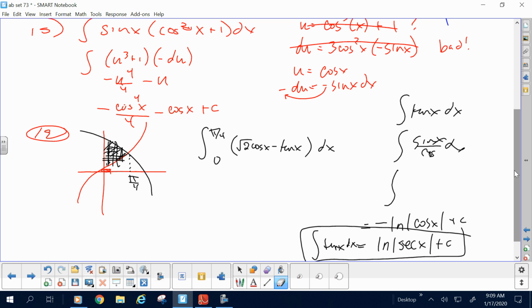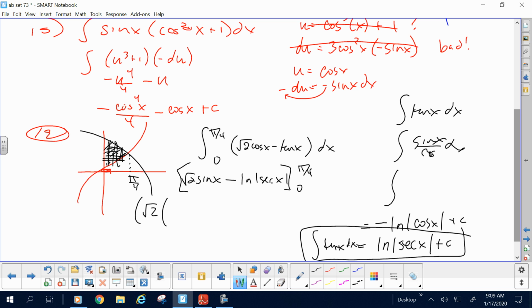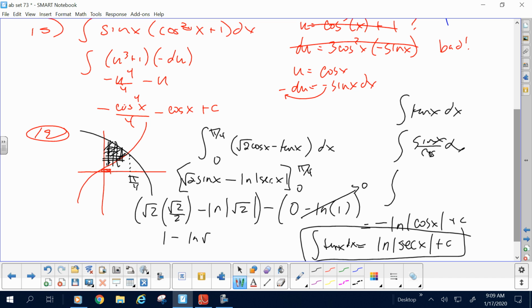That said, our antiderivative is root 2 sine of x minus log of absolute value of secant. Cool? That is root 2, what's sine of pi over 4? Root 2 over 2. Minus log of what's secant of pi over 4? Two over root 2, or root 2, minus what's sine of 0? 0, and what's secant of 0? 1. Log of that is 0. So I get something like, what is root 2 times root 2 over 2? 1 minus log of root 2.